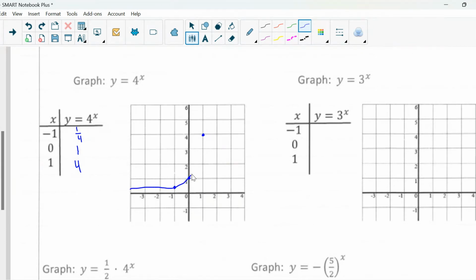And as you can tell by the shape of the graph, we have an exponential growth function. Remember, key details about an exponential growth function: in the negative direction, it is going to almost touch the asymptote, which in this case is 0. And as it heads to the right, it is going to increase rapidly.